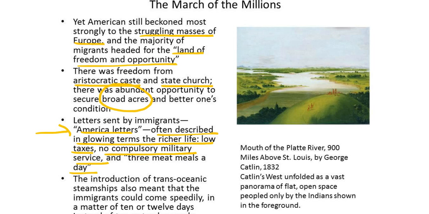The introduction of transoceanic steamships also meant that the immigrants could come speedily, in a matter of 10 or 12 days, as opposed to what used to be 10 or 12 weeks. We'll continue to talk about the immigrants as they came to the United States and the struggles they faced as we continue to view their experience in class.